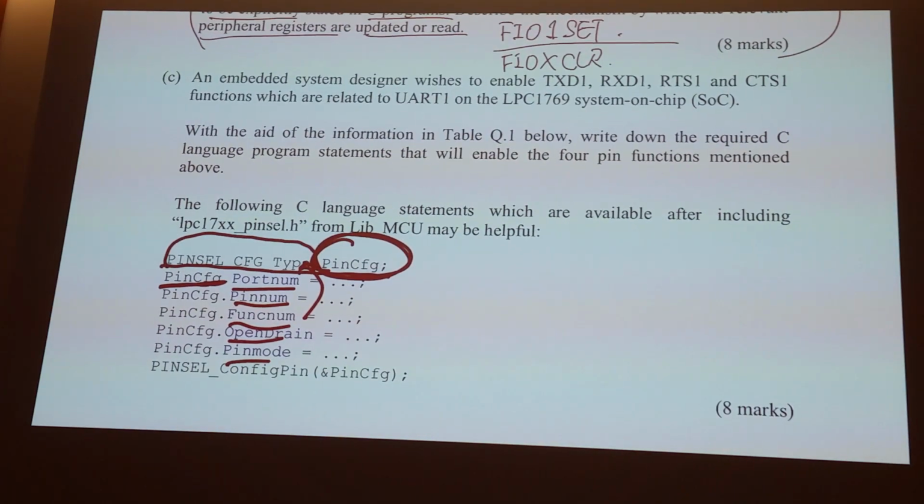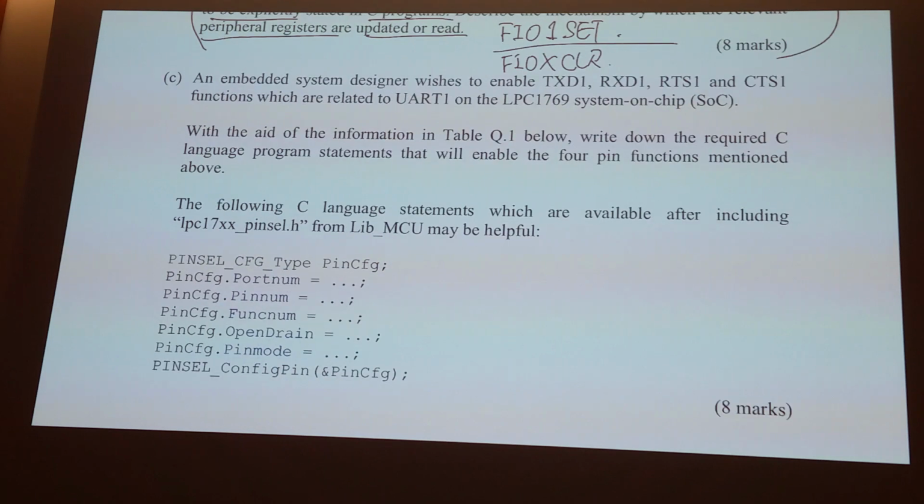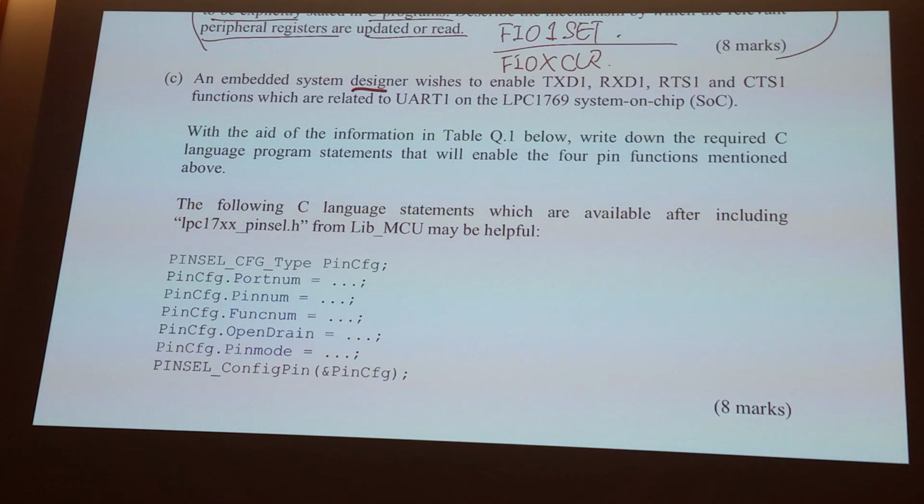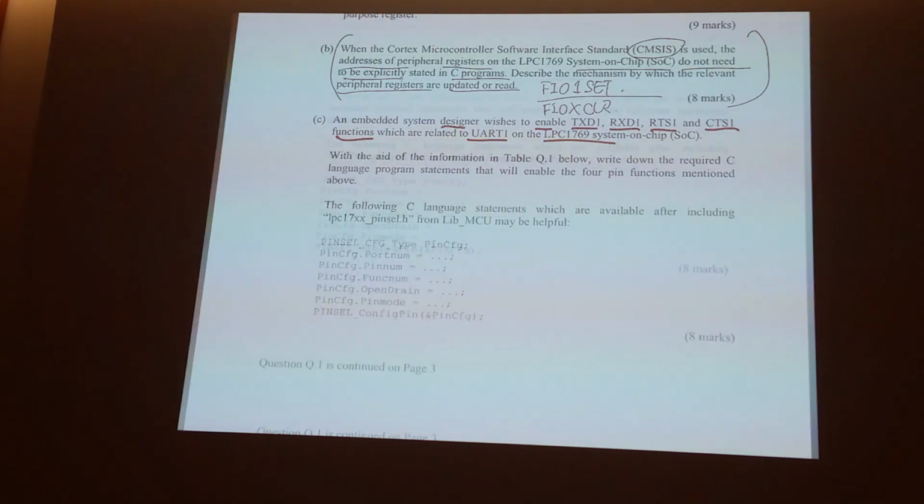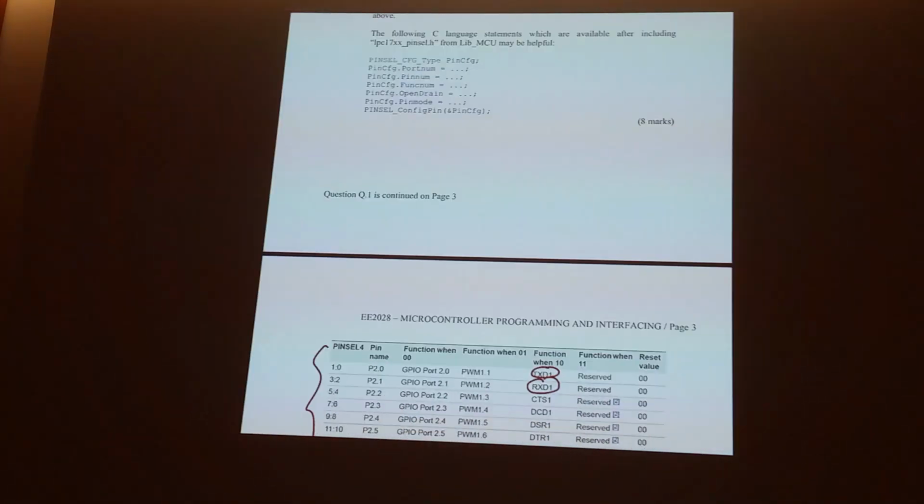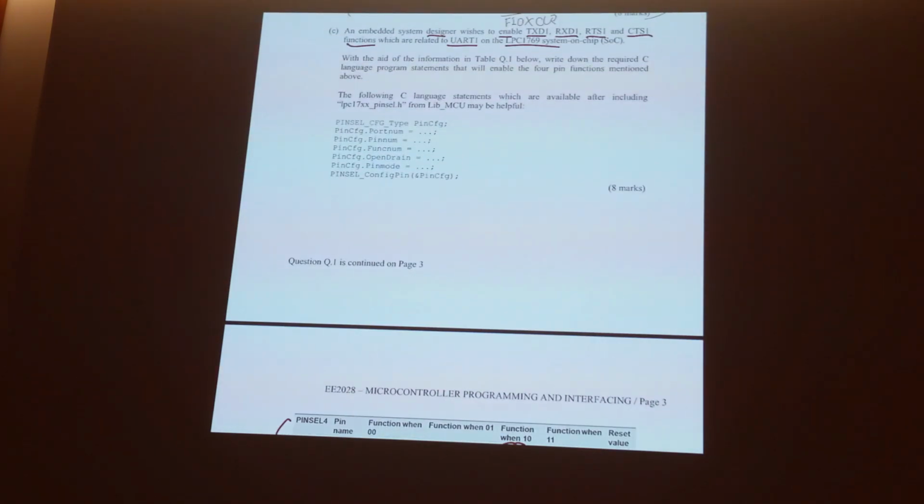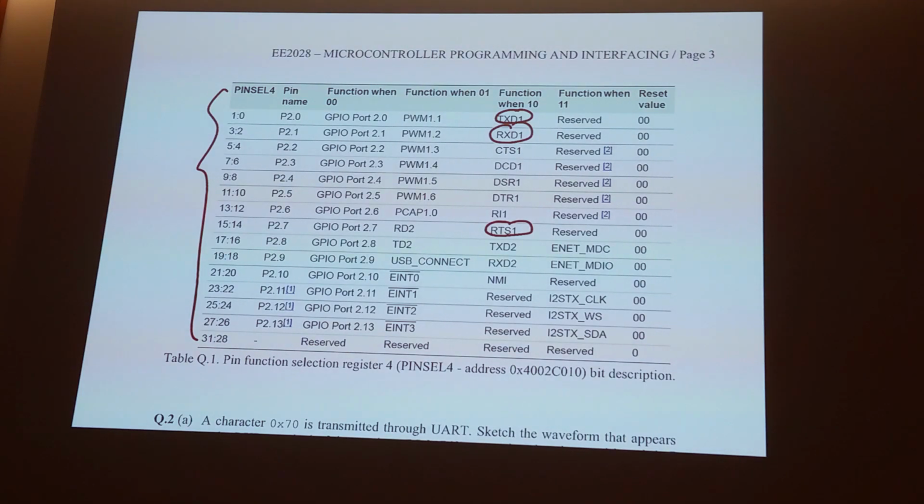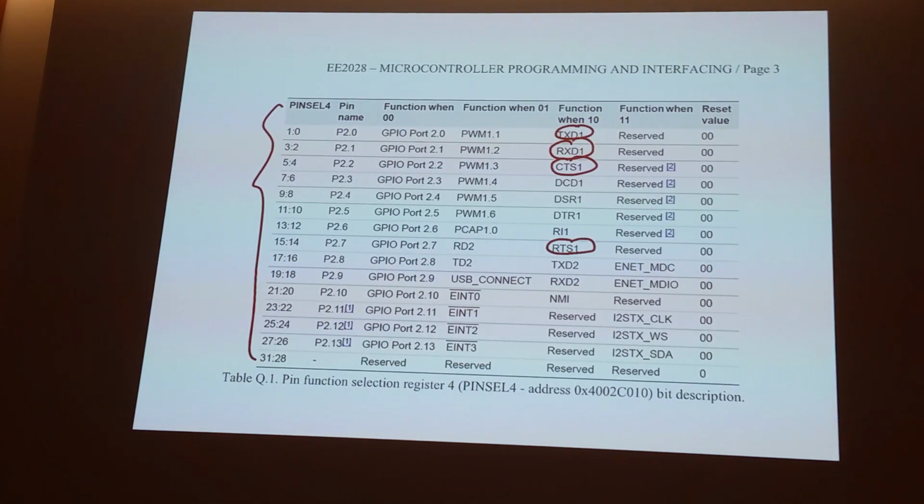So that is the question. Question C. If the designer wishes to enable TXD1, RXD1, RTS1, CTS1 functions, which are related to your UART, with the aid of the information in table 1, basically this table is given. The question says I want to enable TXD1, RXD1, RTS1, CTS1.